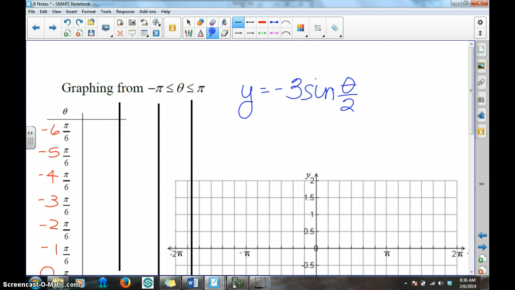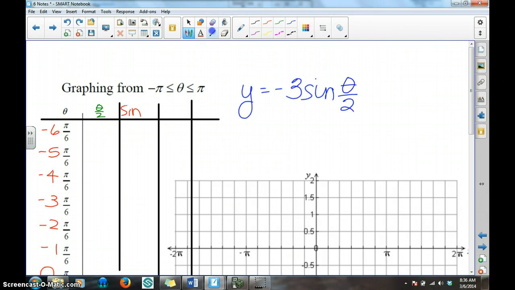I'm not going to go all the way out to -2 pi, so it's okay that I kind of went into my graph paper there. I'm now going to put the titles into those headings. If this is theta, this column is going to be theta over 2. What's column 3 going to say?